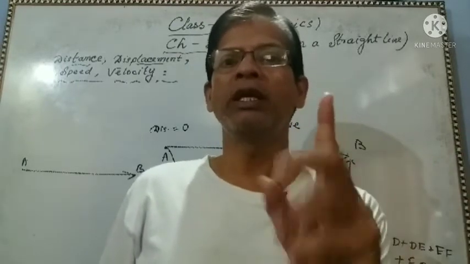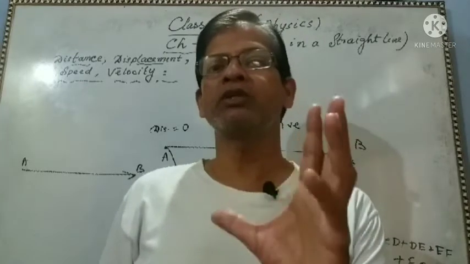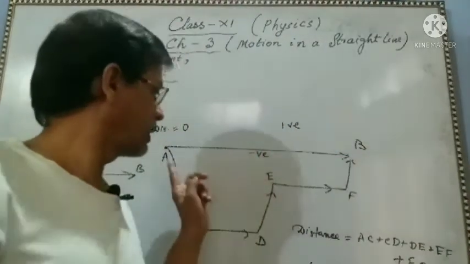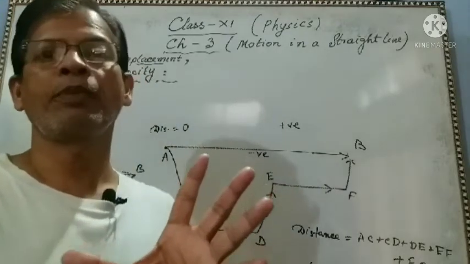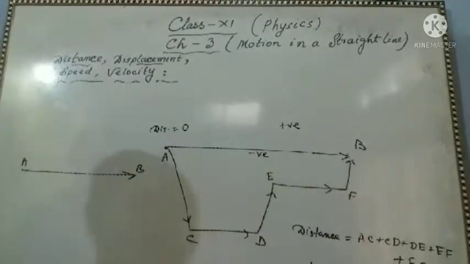It does not indicate the path followed by the object. Displacement does not indicate the path followed by the object. Which path he is following is not known from the displacement. Now we are going to speed.